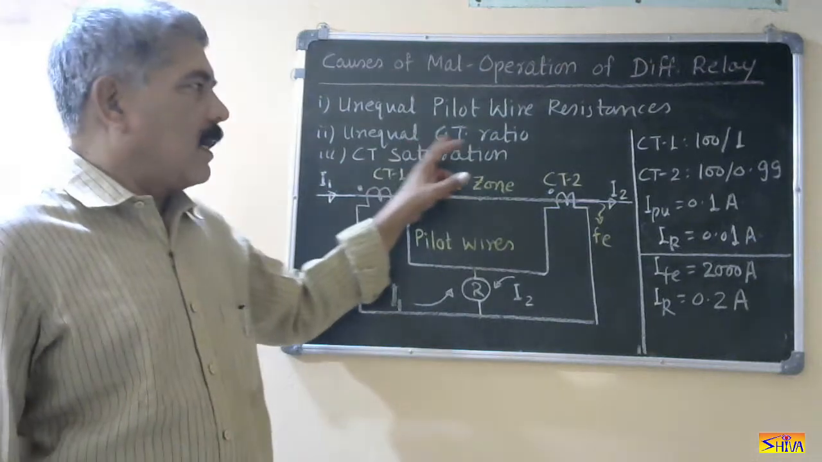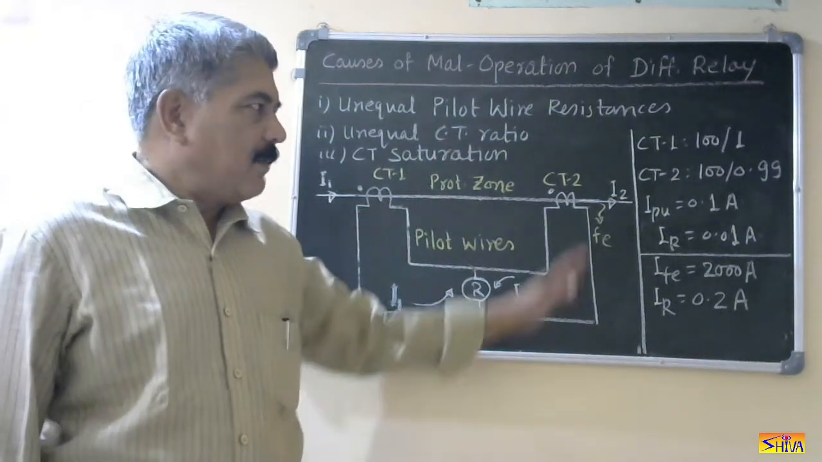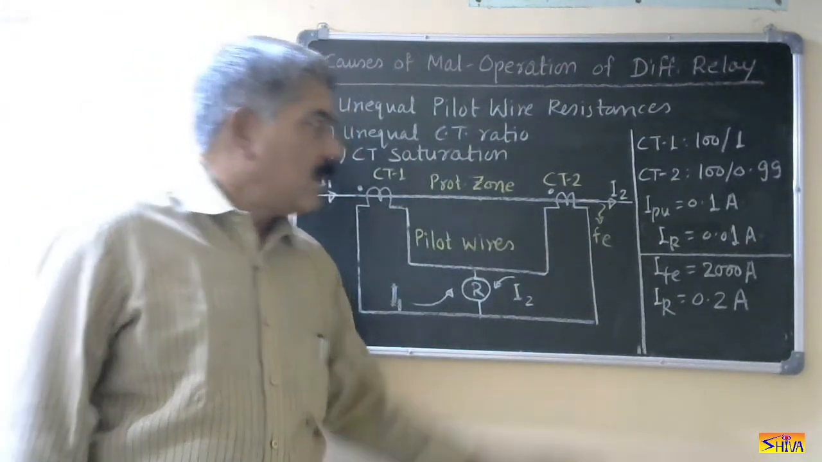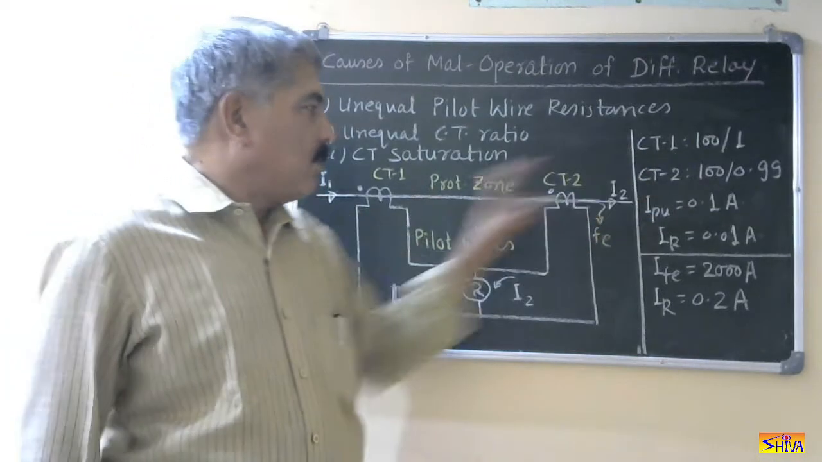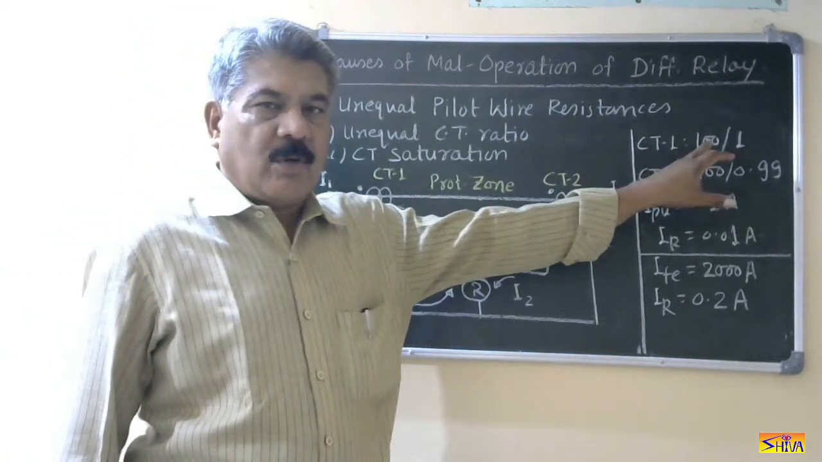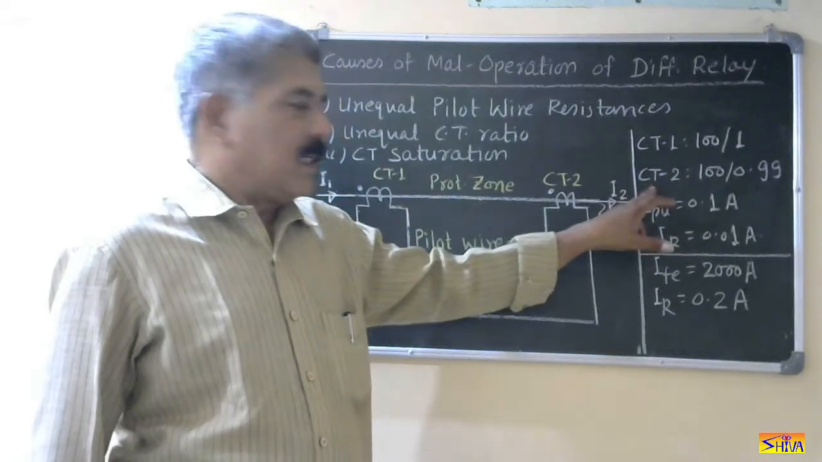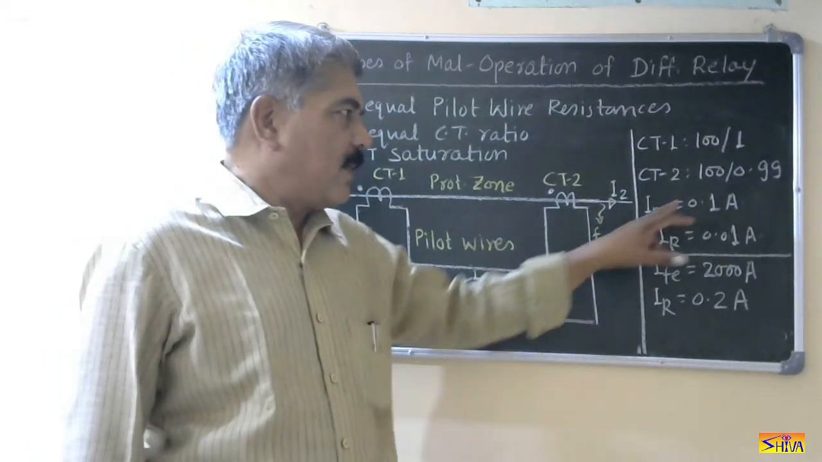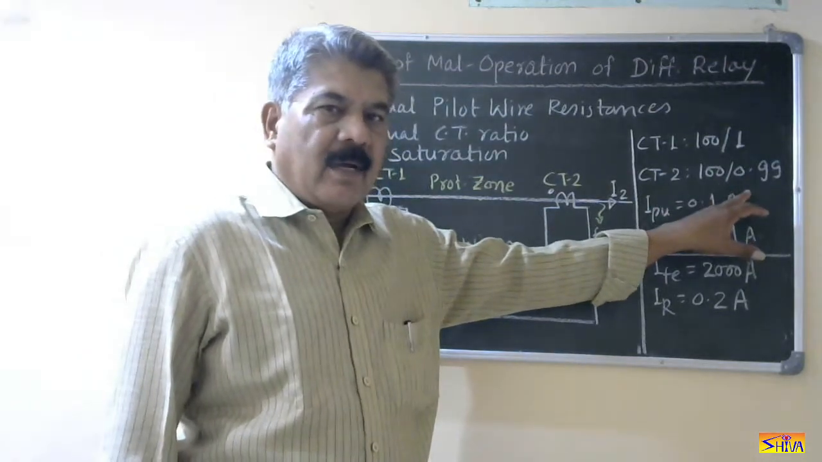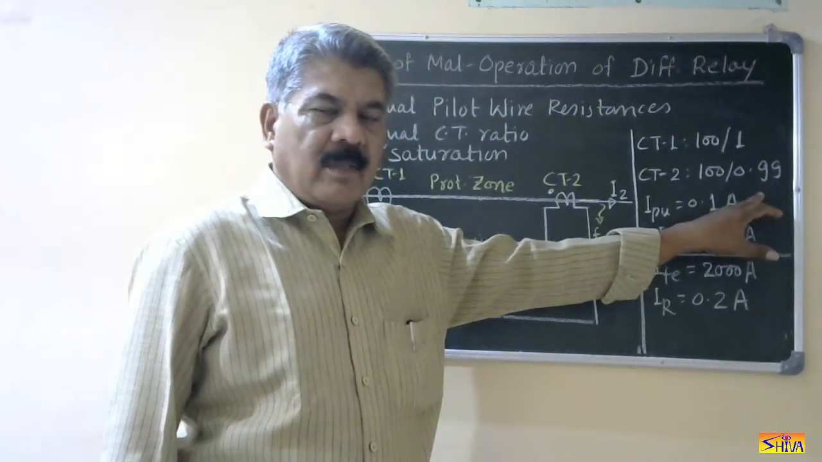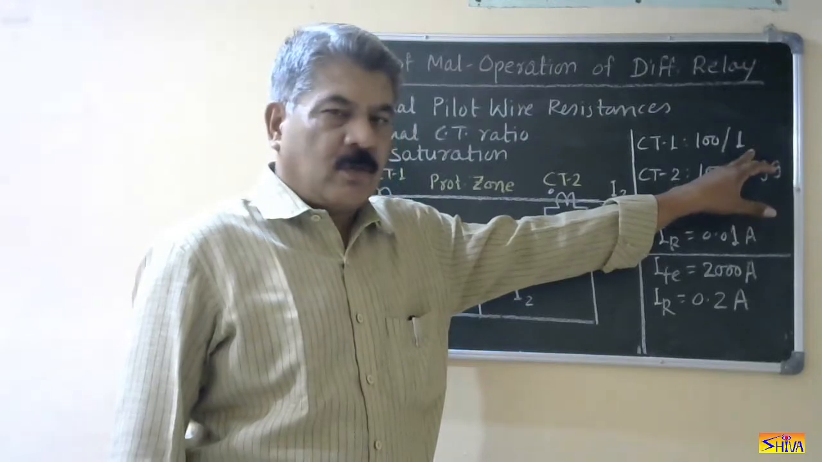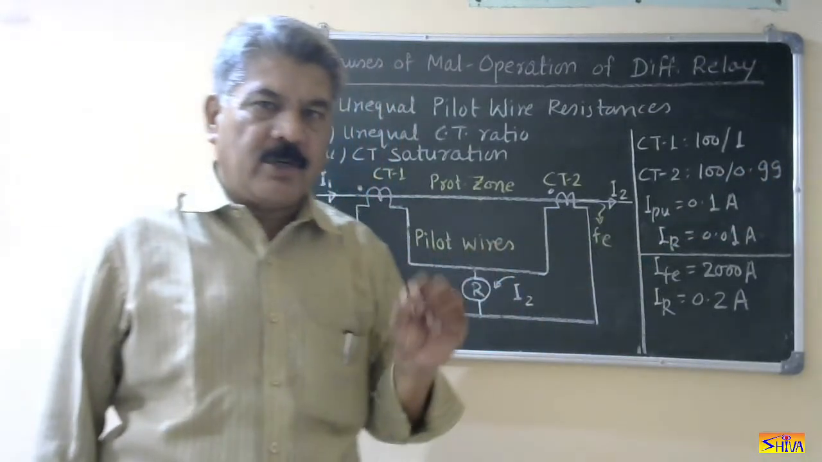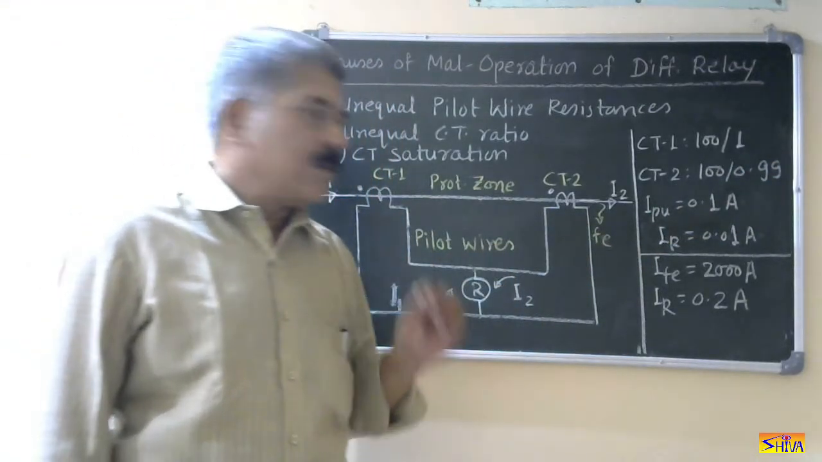Second reason is unequal CT ratio. So here I will take a simple example. This is CT1 having a ratio of 100:1. CT2 should have the same ratio, but due to some manufacturing defect, it may have a 100:0.99 ratio. This is almost equal to 1, but a very small minute difference is there, that is of 0.01.